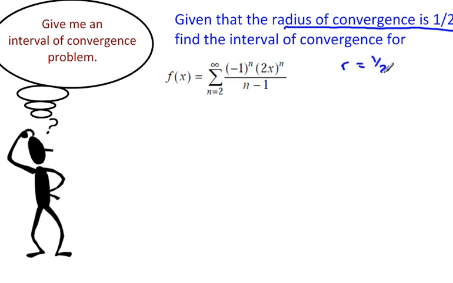And in this case, where is it centered? Well, we can see that right here it's 2x and it's not x minus something. So it's centered at 0 because nothing's being subtracted from x. So centered at 0.